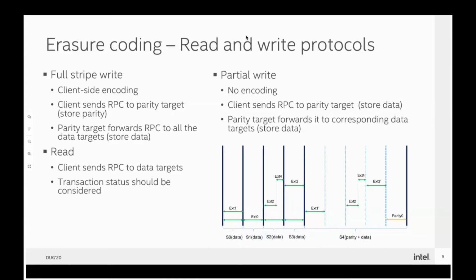DAOS chooses a different approach for misaligned data or partial overwrite. The DAOS client does not encode at all. Instead, it will replicate data and send it to the parity target. In this way, there is no read before the write. The price of doing this is that it will consume more space for misaligned data or partial overwrites.